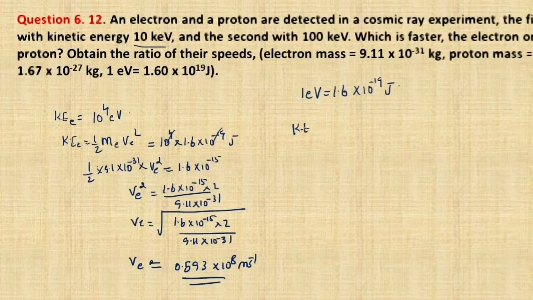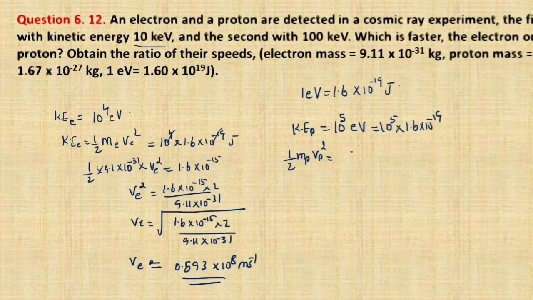Kinetic energy of the proton is given as 100 kilo electron volt, that is equal to 10 to the power 5 electron volt, that is equal to 10 to the power 5 into 1.6 into 10 to the power minus 19. So that is equal to half into mp into vp square. What does the value become? 1.6 into 10 to the power minus 14.